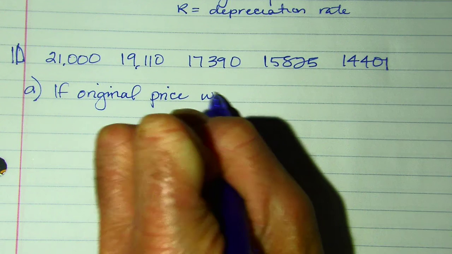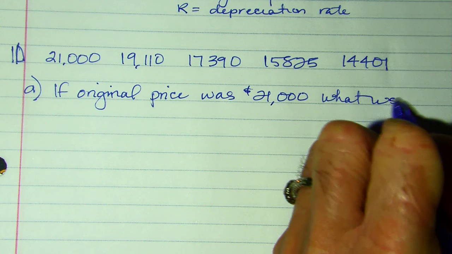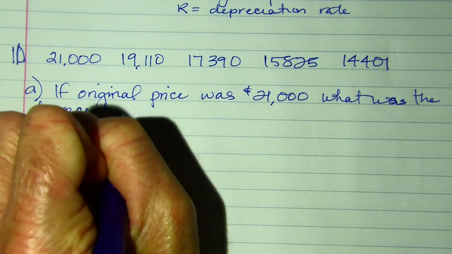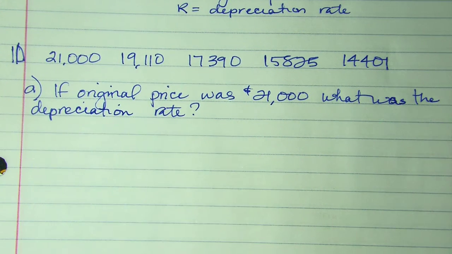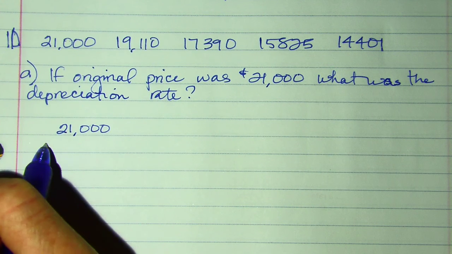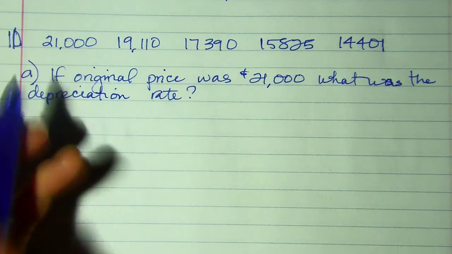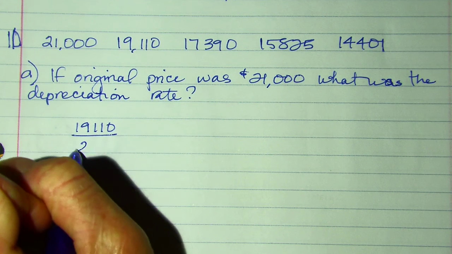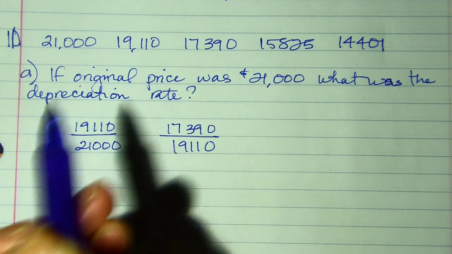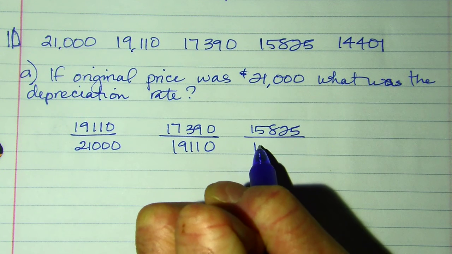All right. So part A, if the original price was $21,000, what was the depreciation rate? To find the depreciation rate, I simply can subtract the two if it was linear. But because it's exponential, I'm going to divide. So 1910 divided by 21,000, or I could do 17,390 divided by 1910. You simply divide one number by the previous, and they should all equal the same rate.